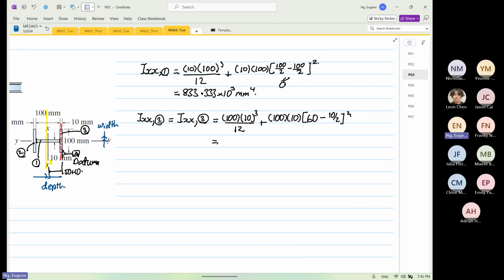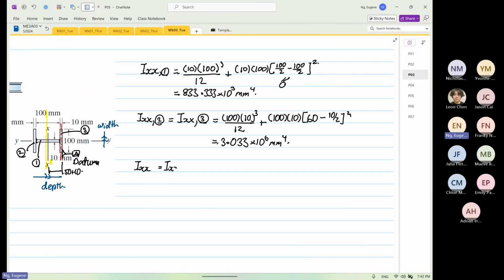Okay. So this will be equal to (60 minus 5) squared times 100 times 10, plus 100 times 10 to the power 3 divided by 12, which is equal to 3.033 times 10 to the power 6 millimeter to the power 4. Let me do it again. (60 minus 5) squared times 100 times 10 plus 100 times 10 to the power 3 divided by 12, 3033.